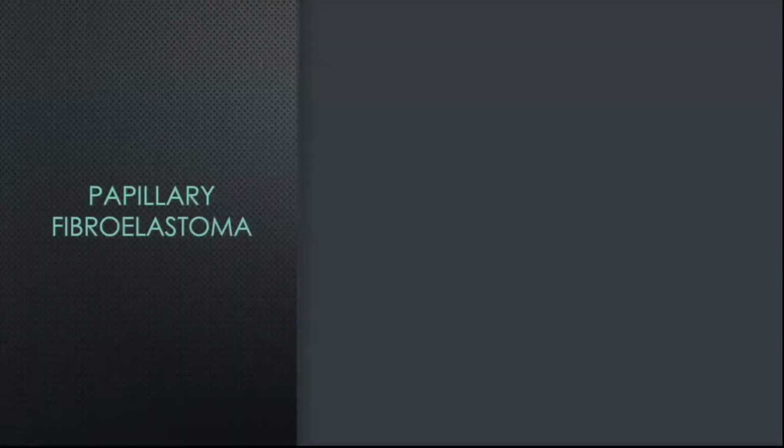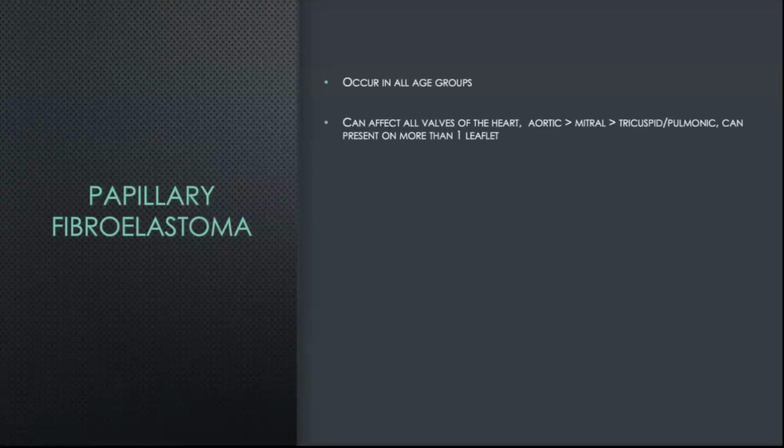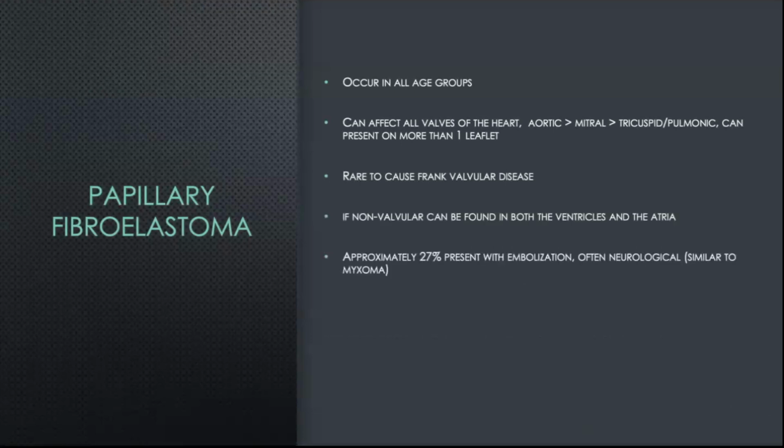The next tumor we'll talk about is a papillary fibroelastoma. It occurs in all age groups. It can affect all valves of the heart, more often aortic, then mitral, then tricuspid and pulmonic, so higher pressure valves. It can be present on more than one leaflet of each valve. It's rare to cause frank valvular disease, but 27% of patients often present with embolic phenomena, including stroke.